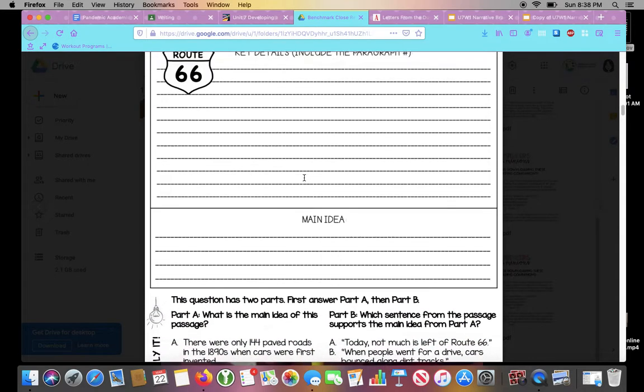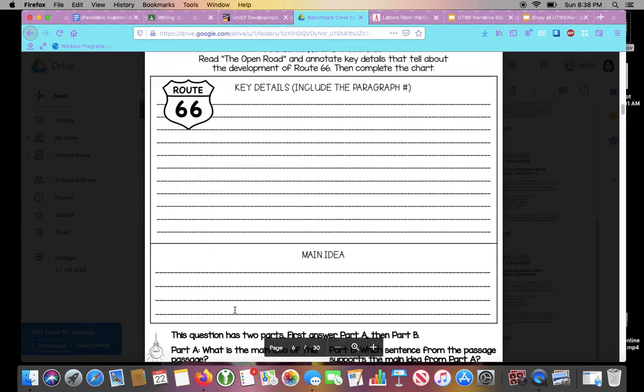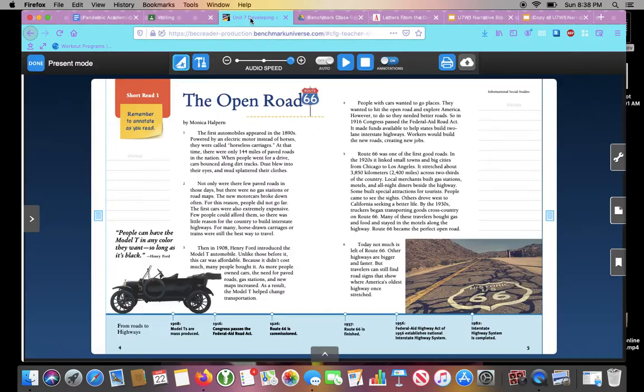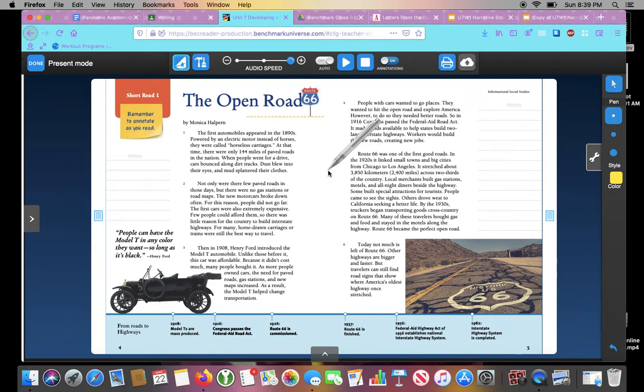So main idea and key details. And I'll give you a big hint. If you read ahead here, the apply it says what is the main idea of the passage. So it's already telling you one of these is the main idea, and then you can think about the key events as you read. So we are going to read this story together, and I'm going to use my tools here to highlight. I'm going to highlight in yellow.